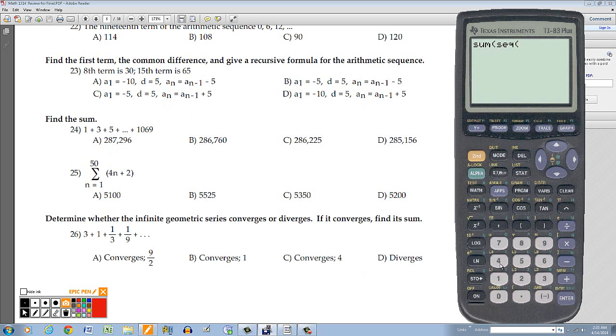Okay, so to do that, all I have to do is put in this formula there. Okay, so it's 4x, I know it's n, but x is just a variable, so for convenience, I'm using the x, plus 2. Okay, then a comma, and then tell the calculator the variable you're using, x, and then another comma, and then we just list the range. This would go from 1 to 50.